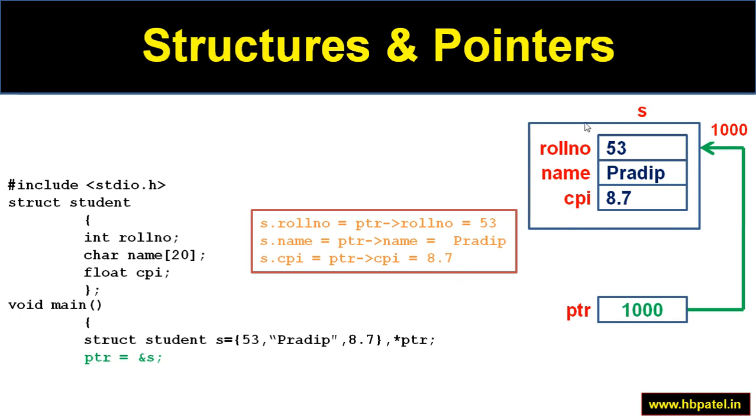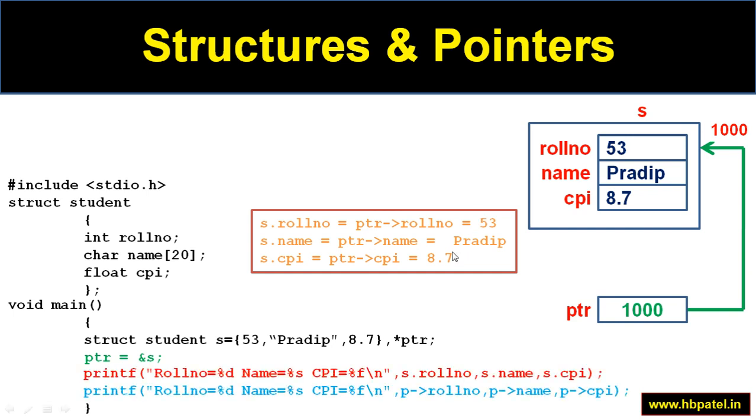So I can refer to this 53 in 2 different ways: S dot roll number, where dot is the operator, or PTR arrow roll number. I can refer to this Pradeep in 2 ways: S dot name or PTR arrow name. So these are 2 different ways to refer to the members.